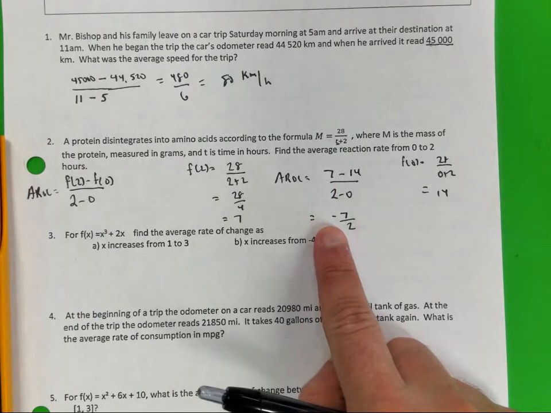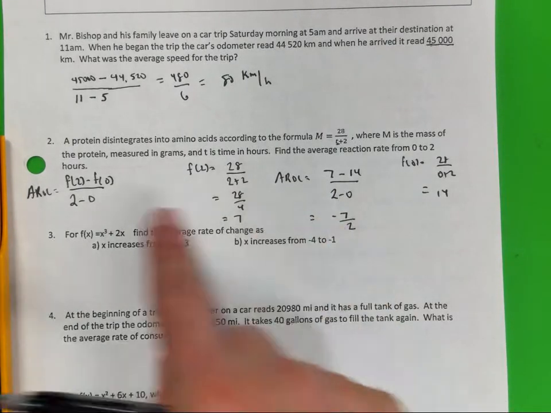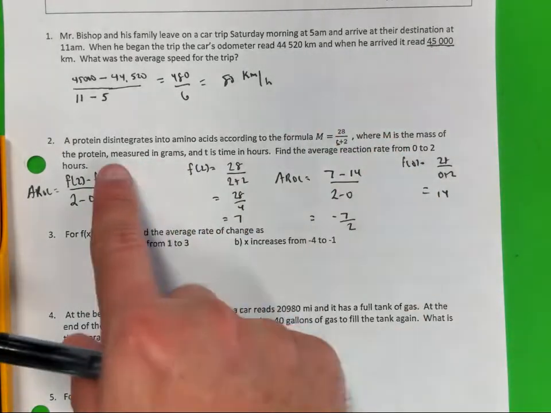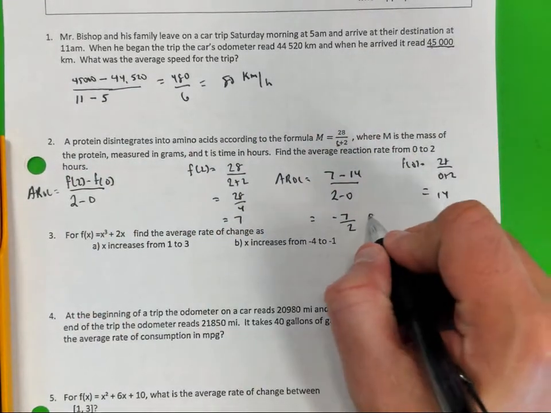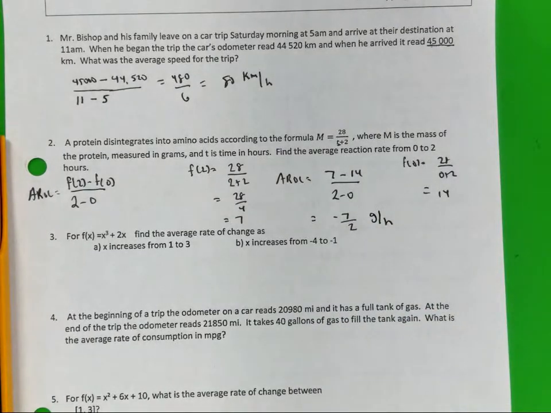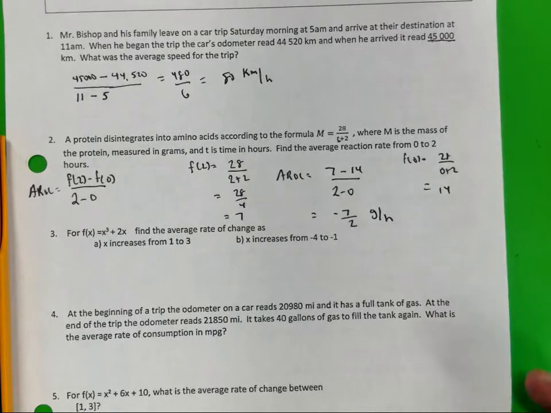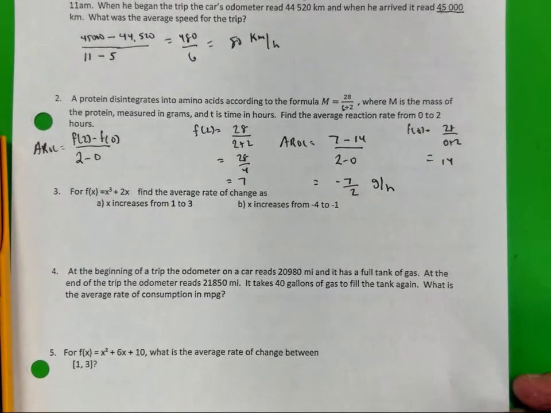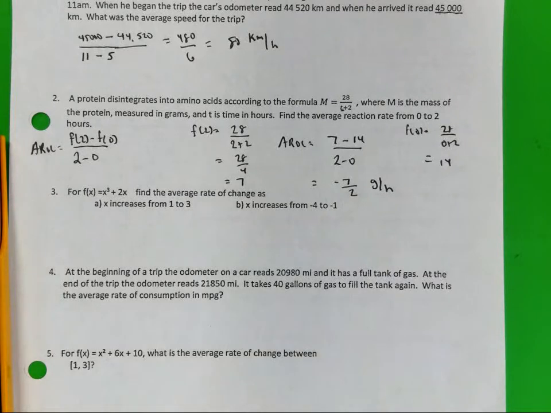The protein is disintegrating. So on top, M is the mass of protein measured in grams. So it's grams per hour. Because this M tells you the mass of the protein, so I put grams over hour. You will have to put a unit if it's a word problem, or I'm going to count a point off. Yeah, I got 28 divided by 2 equals 14, because I put 0 in, because f of 0, 0 is your input, 0 plus 2.